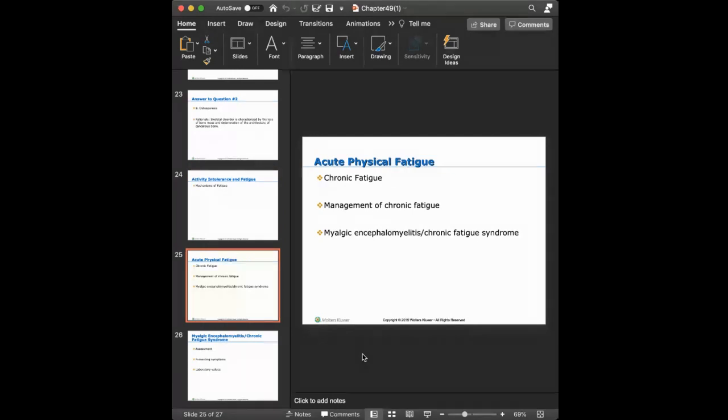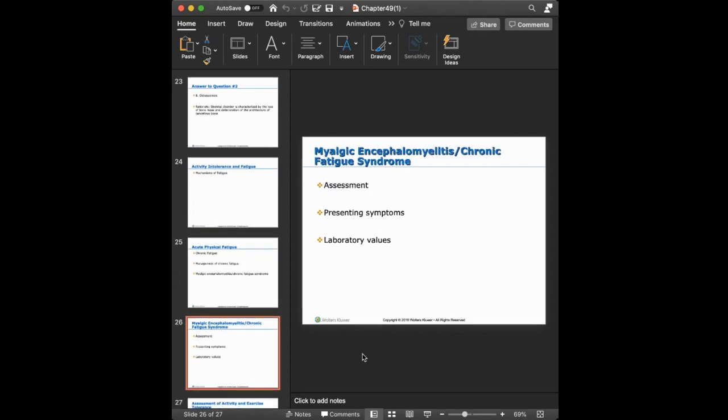Oftentimes, we see this in patients who have chronic fatigue syndrome, but also myalgic encephalomyelitis. Myalgic means muscle pain. So if your patient has myalgic encephalomyelitis or chronic fatigue syndrome, what are your clinical manifestations? What do you expect to see?